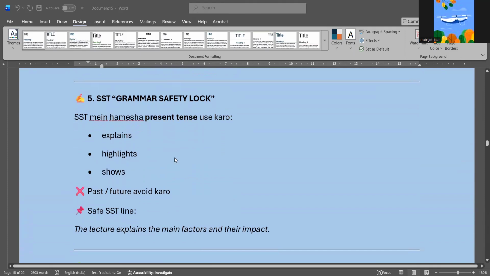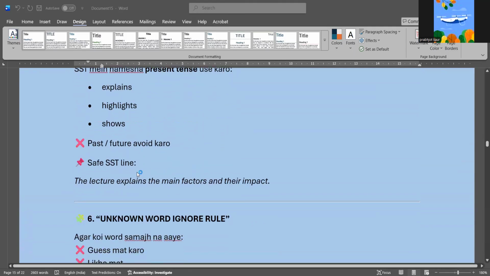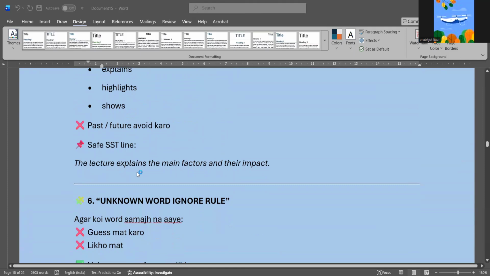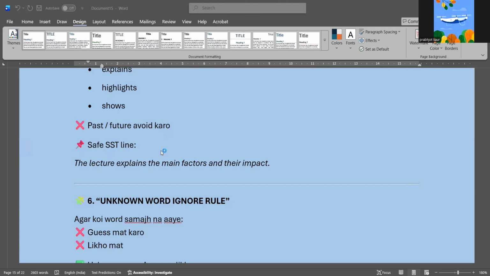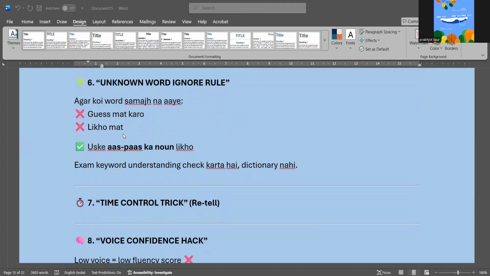You can use this type of word to present the sentence, like explains, highlights, shows. You should not need to use past or future tense. Avoid that type of thing for a safe SST line. The lecture explains the main factors and the impact. No need to guess if you forget anything, and no need to write it down.